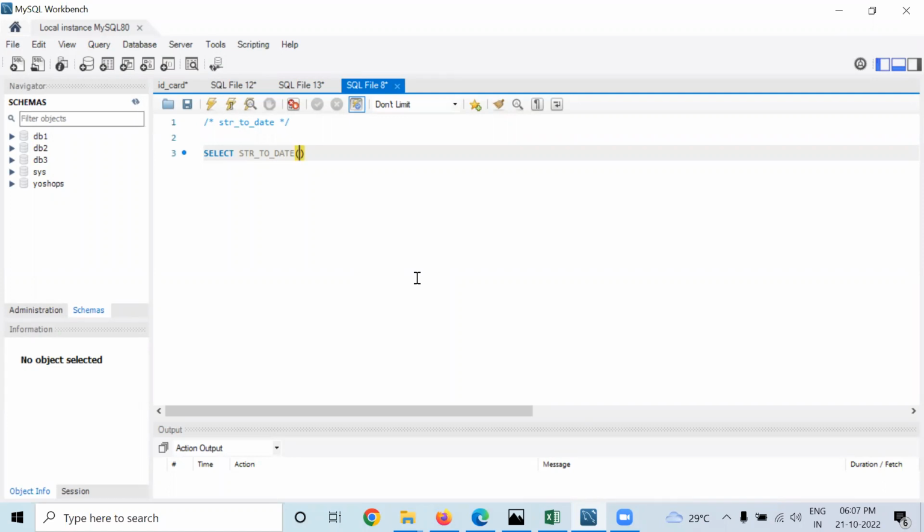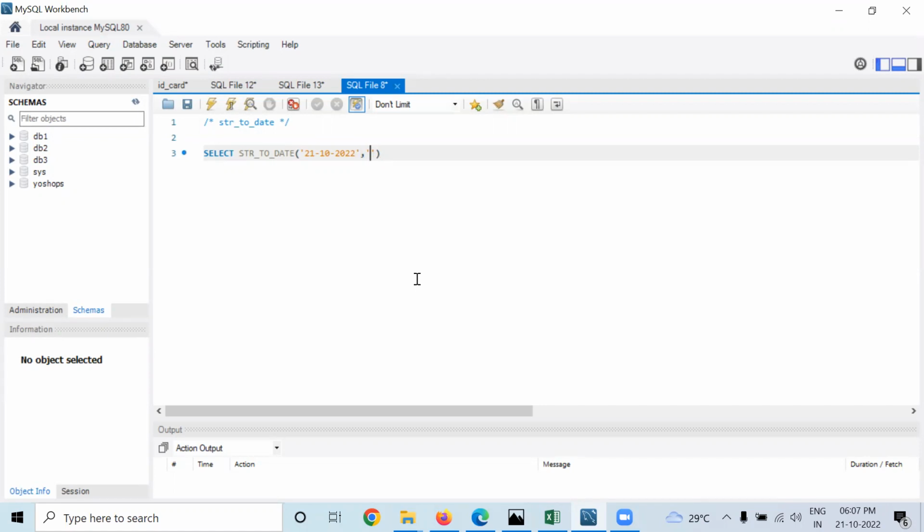So always mention the date that is in string format within inverted commas. Suppose today's date is 21 October 2022. This is in a string format. Now, if you want to convert it into a proper date format in terms of MySQL, you have to mention which part is what.